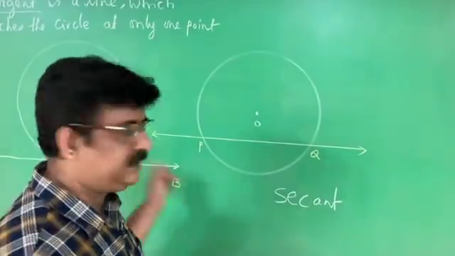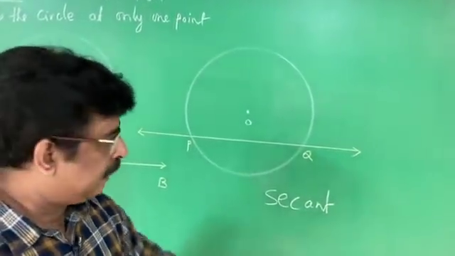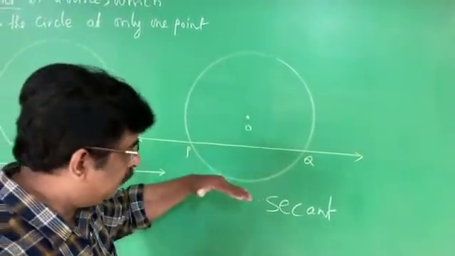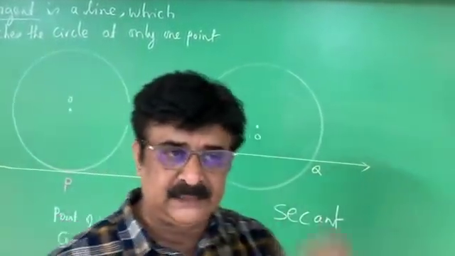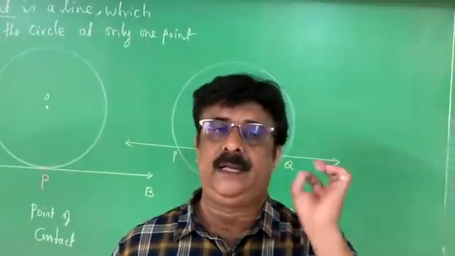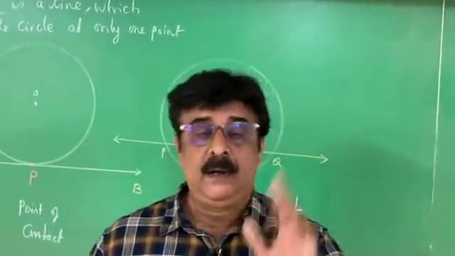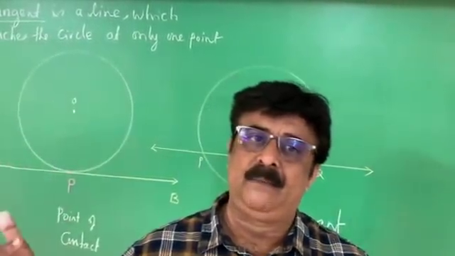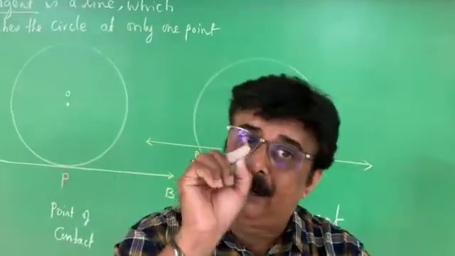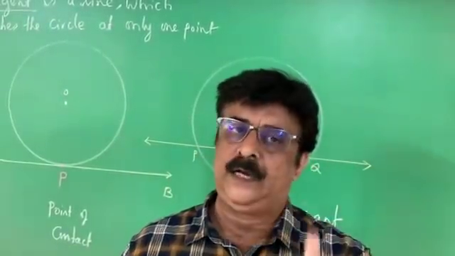At that time, the secant becomes a tangent. Therefore, that concludes that we can draw only one tangent to a circle at any one point. But how many tangents can we draw to a circle? We can draw an infinite number of tangents, but at a particular point, we can draw only one tangent.